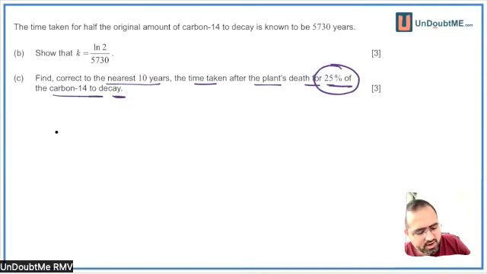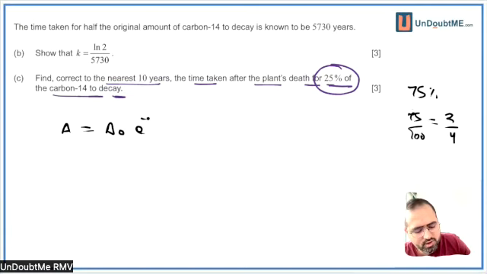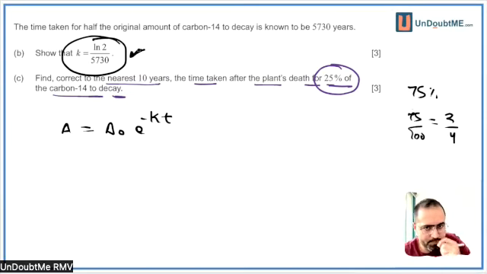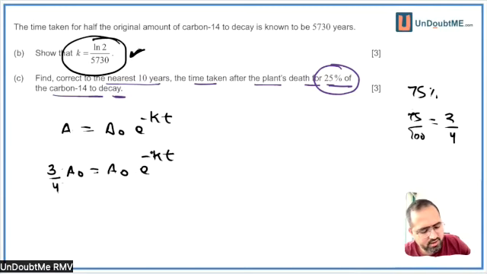Yes, sir. I will write 75%. Now 75% can also be written as 75 over 100 or 3 over 4. So I will write the leftover. Let me write the formula: A is equal to A naught e to the power minus kt. We already have the value of k now, so we can use this value of k. And A is equal to 3 by 4 A naught, is equal to A naught e to the power minus kt.